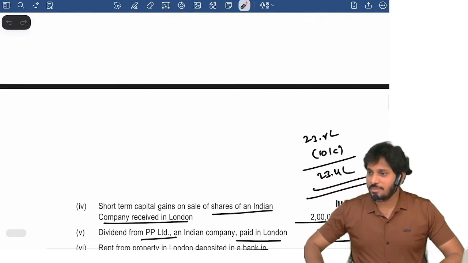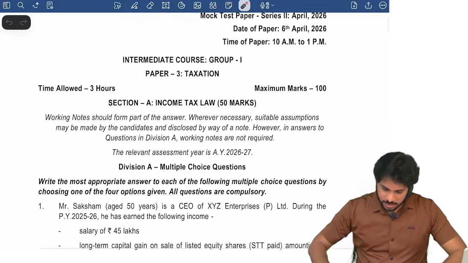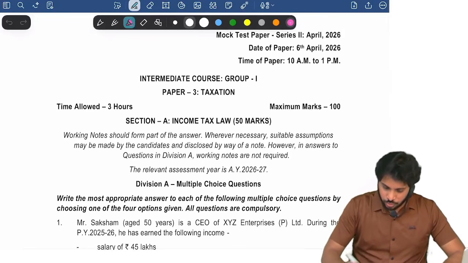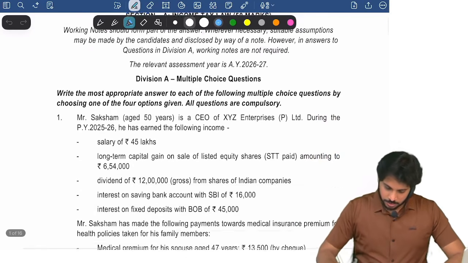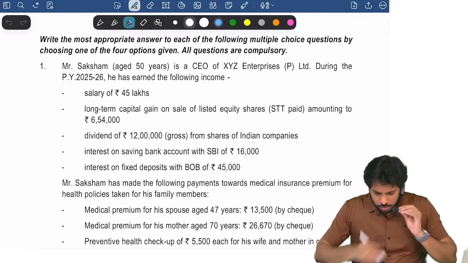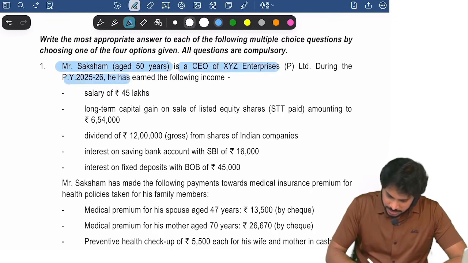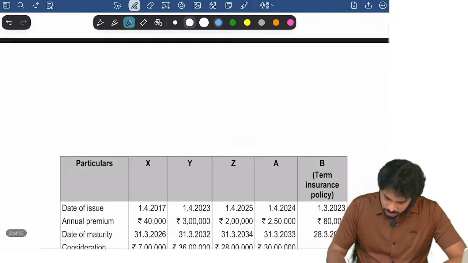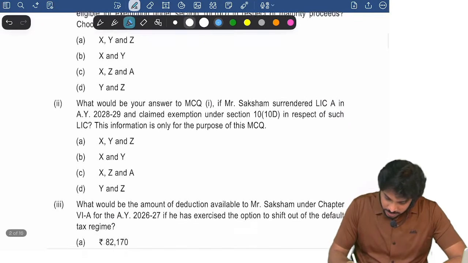So shall we do MTP2 now? Yeah, let's look at it. For MTP2, first we'll solve the MCQs. Next. The first one: Saksham, 50 years, CEO. He's an employee, so salaried income is there. Then I will see the following information given below, and the most appropriate answer to the question.